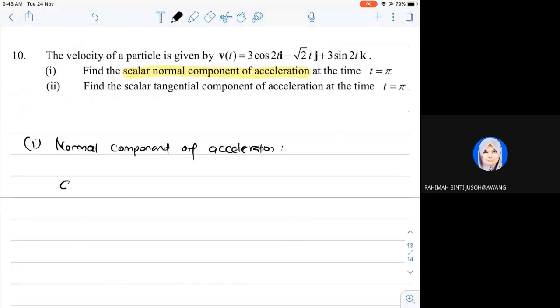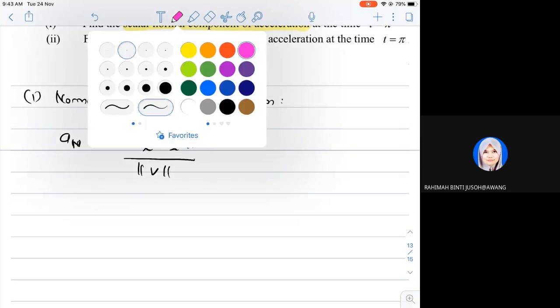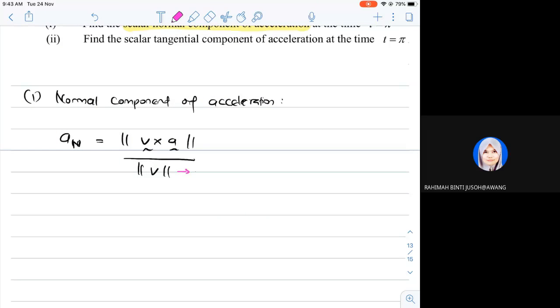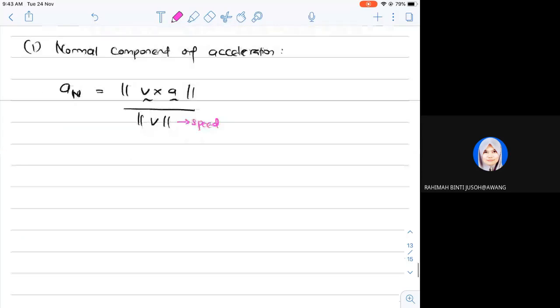We have AN. AN equals, the formula of the normal component is the magnitude of V cross A divided by the magnitude of V. Actually, the magnitude of V is also known as speed. This is representing speed. Speed.